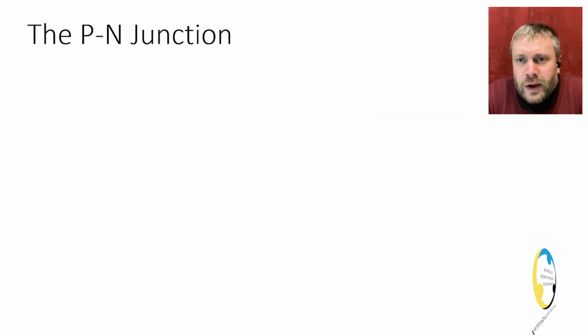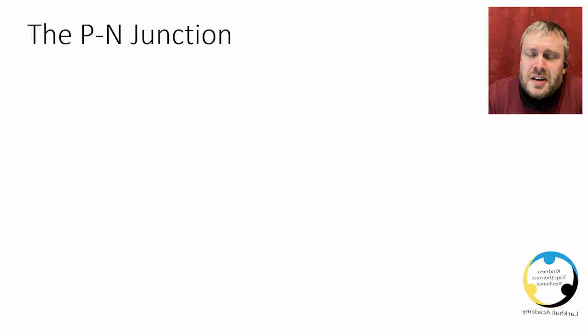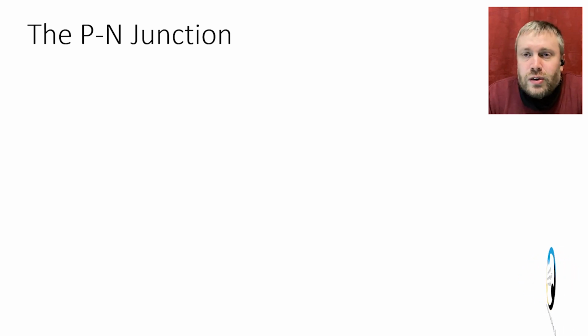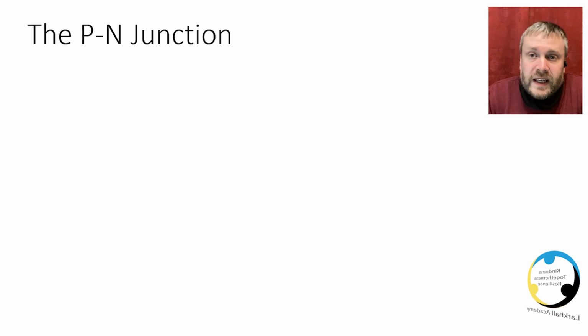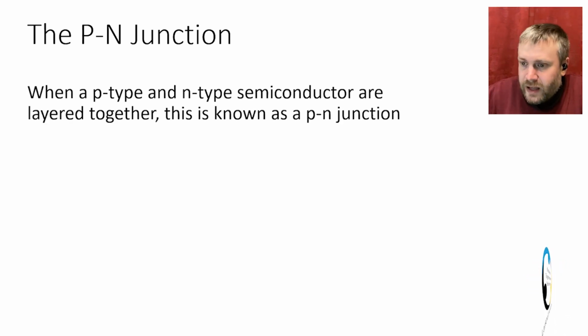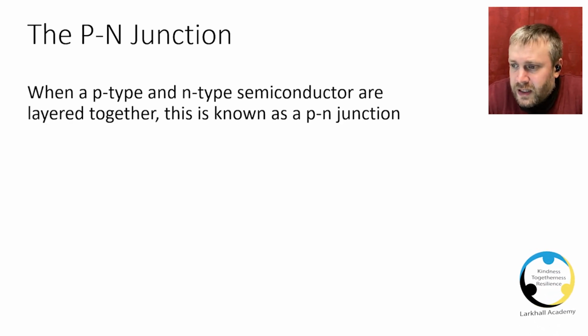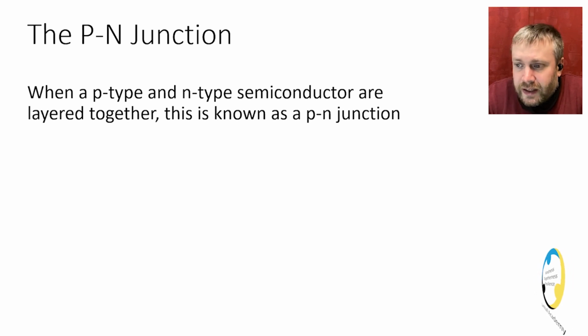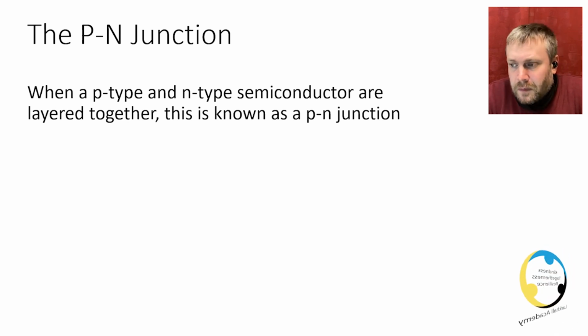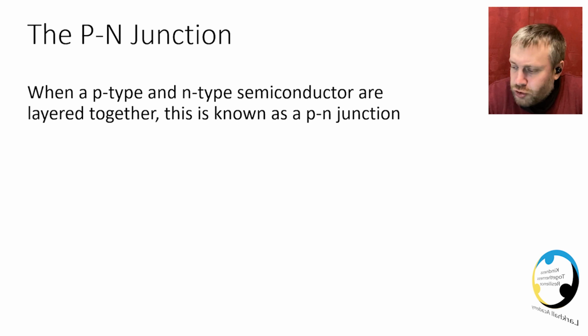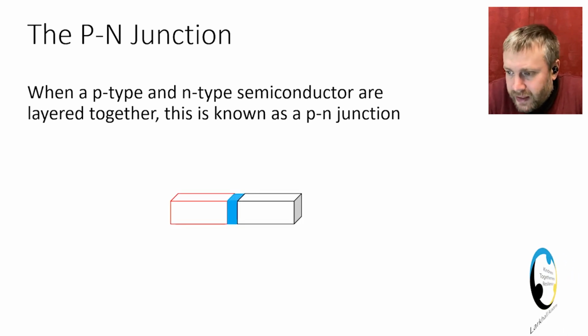So why is this useful? Well, they become incredibly useful when we put these two types of doped semiconductor together. When we do that, we create what's called the PN junction. The PN junction is basically when a P-type and N-type semiconductor are layered together. As I say, we call that the PN junction.